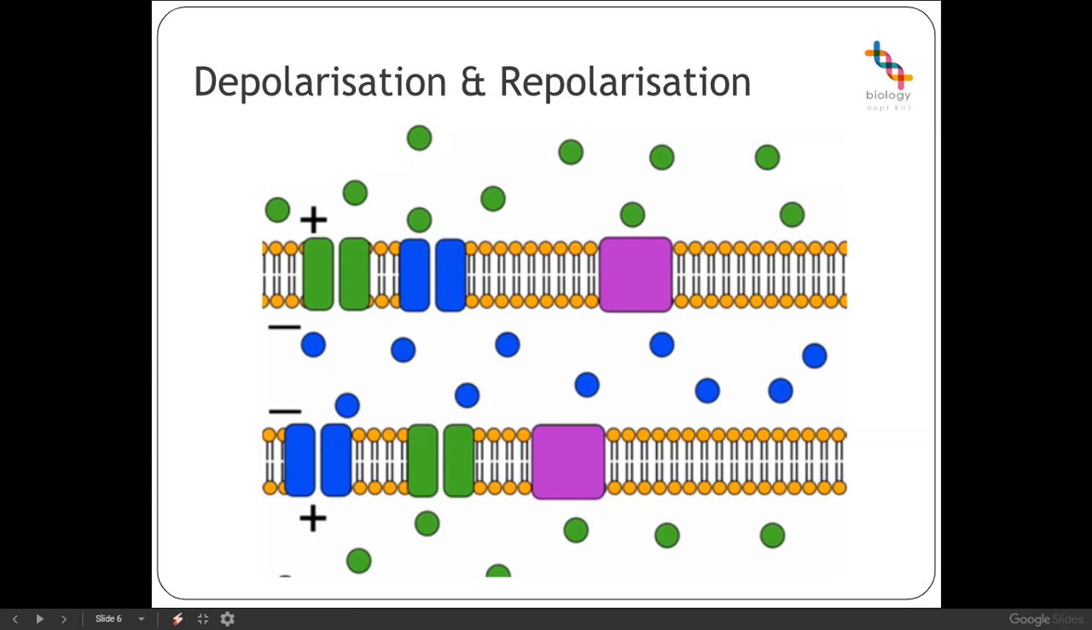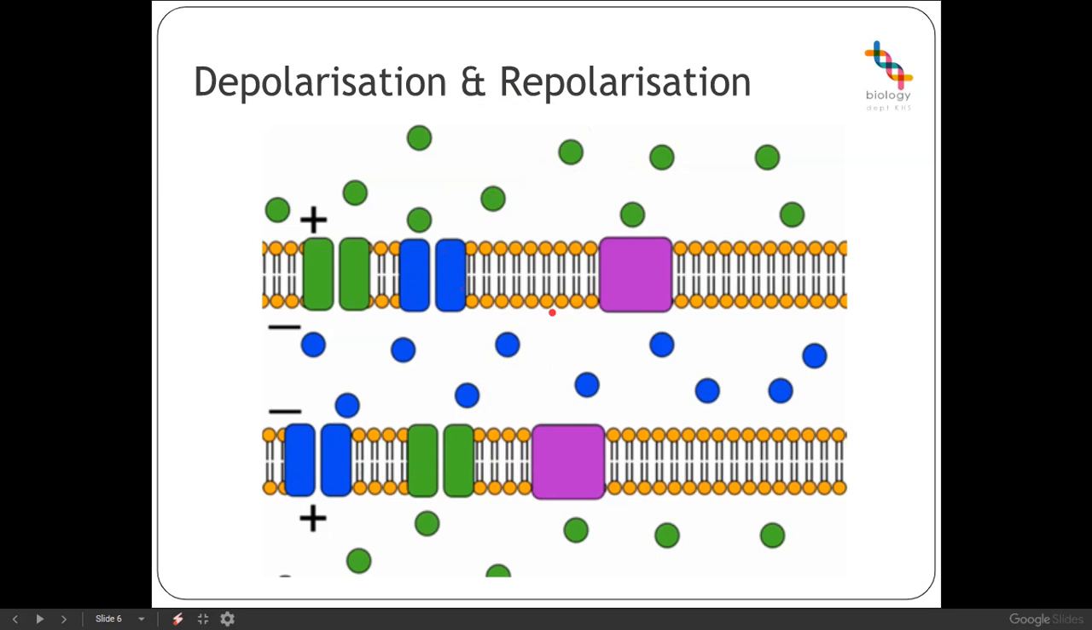So we begin with our membrane in its resting potential, and that means there is a higher concentration of sodium ions, which are the green ones, outside the cell, and a higher concentration of potassium ions inside the cell, and those are our blue ones.